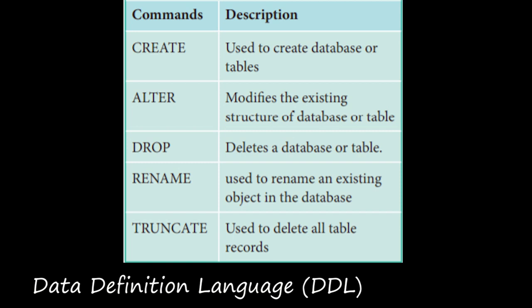Next one is drop, which is the same as deleting. Here we can delete either a row or a database. Next one is rename: one name is given for an object in the database, and if you want to rename an existing one, we have to use rename. And the next one is truncate, which is like delete all, like Control A in Word. This truncate is used to delete all the table records.